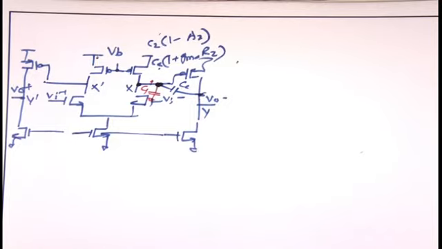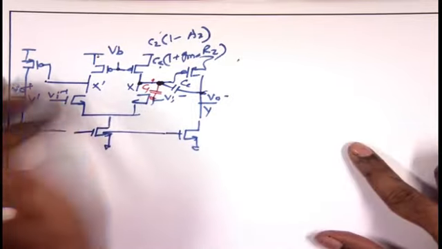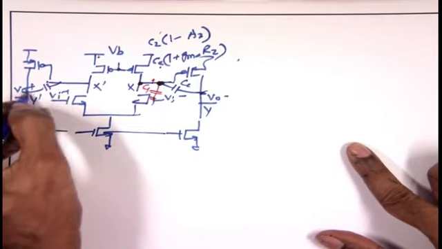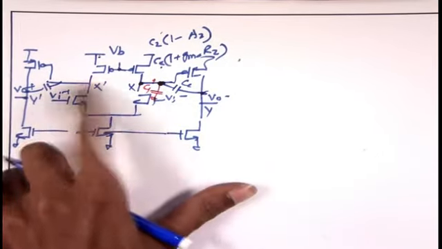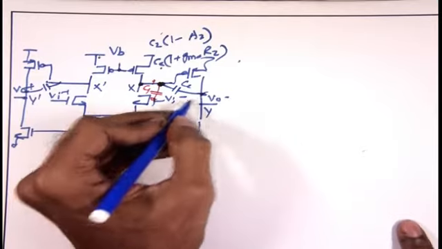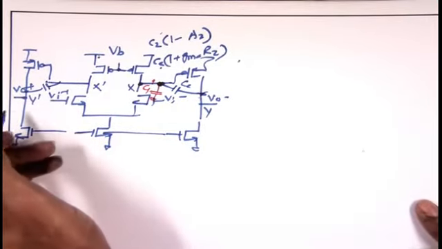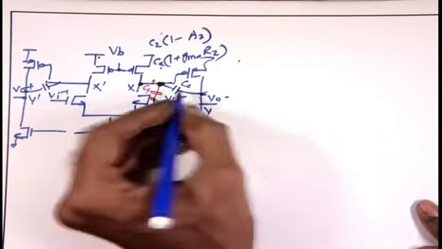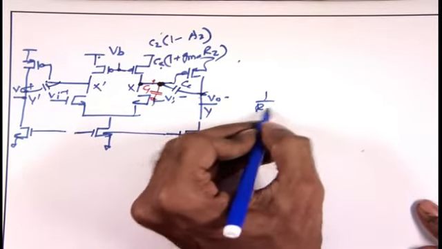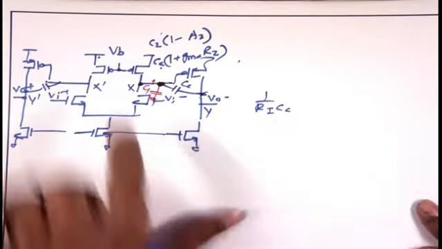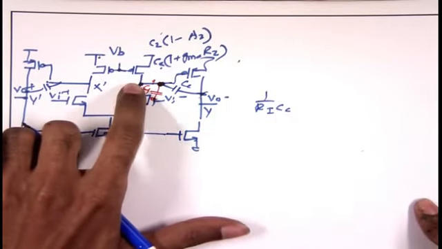So that is the common strategy to compensate a two-stage amplifier. On both the sides, we can have a CC connected. We have an overall pole, the dominant pole, given by 1 upon R1 times CC, where R1 is the total output impedance of the first stage.